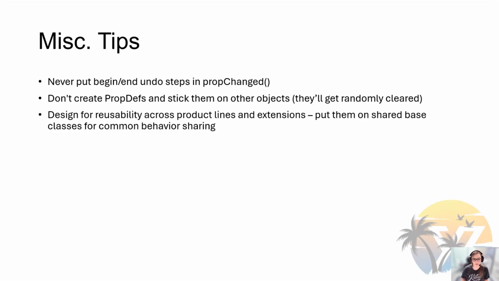When you are creating your PropDefs, design them for reusability across product lines and extensions. Try to put them on shared base classes, and this will allow you to do common behavior sharing. Kind of similar to the group code concept in data with schemes. You want a scheme field to apply to as many things as possible. So you give all of these different features the same group code. They need different feature codes for one reason or another, but giving them the same group code means a scheme can apply to all of them. A similar kind of idea can apply to your PropDefs. You can design for reusability.